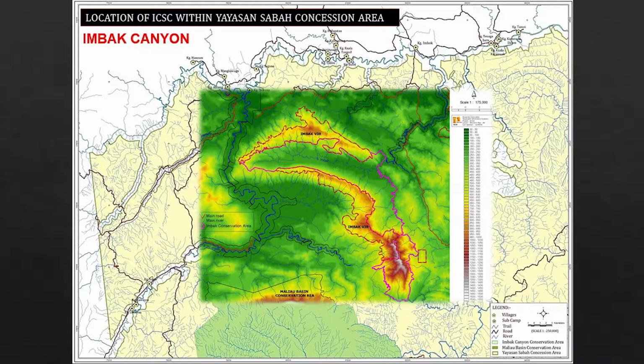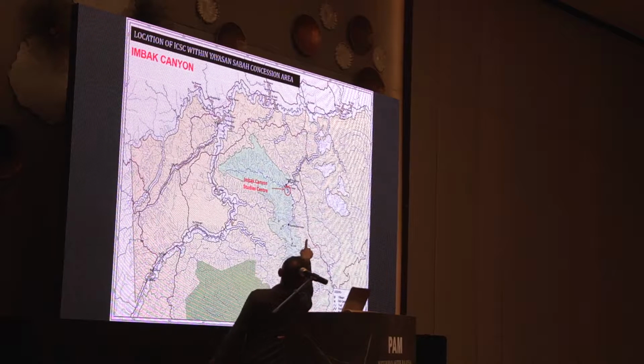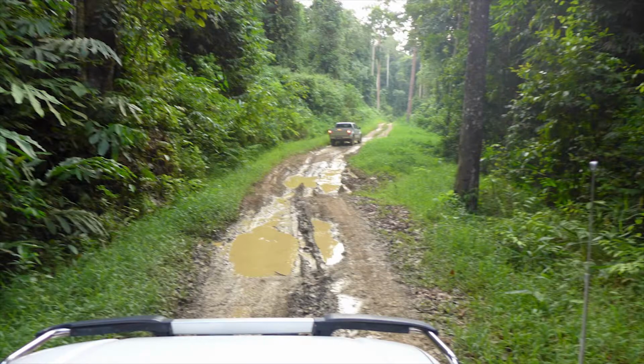To get to Imbak Canyon, you have to drive. You go in right at the top here. Right at the top, you have Tongod. Just before Tongod, you turn in, you go into Kampung Imbak, and then you come down. It's six hours of drive from KK. But the last bit is quite rough.